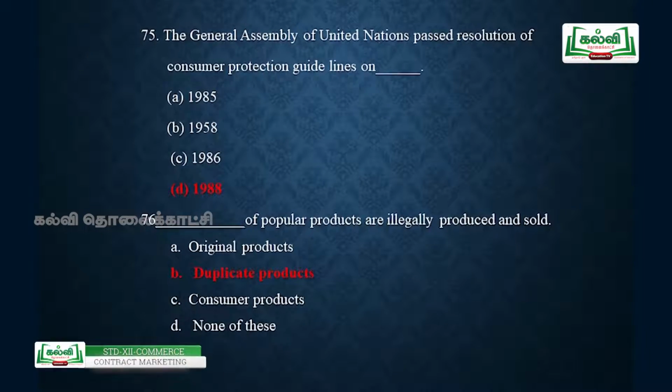Okay, then next one, 76. Dash of popular products are illegally produced and sold. So, original product is the correct product which is manufactured by the companies, we all know. B, duplicate product. Duplicate products are replicas of the main products we know. Then consumer products, all the products are produced for the purpose of the consumption of consumers, we all know. D, none of these. The exact answer is B, duplicate products, because duplicate products are illegal products, they are illegally produced and sold in the market. So, dash of popular products are illegally produced and sold. The correct answer is duplicate products.